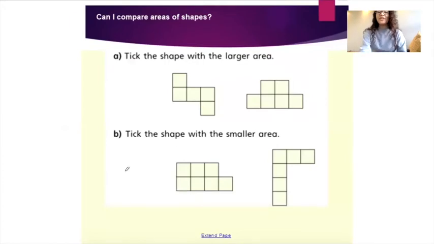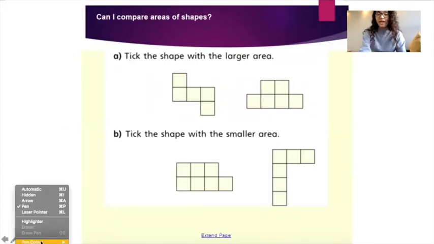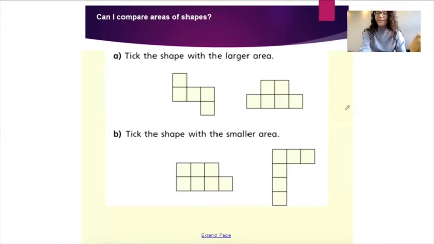Let's try this question. Tick the shape with the larger area. So the steps with this is to calculate the area of this shape, calculate the area of this shape, and then tick the shape that has a bigger number.